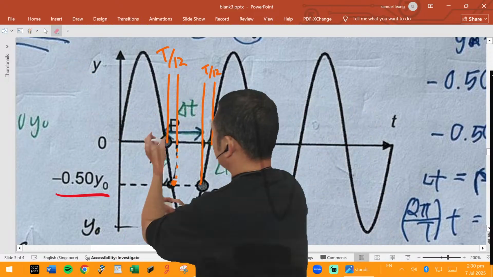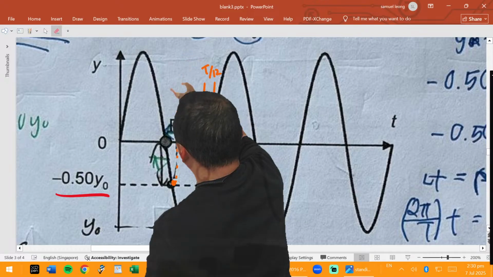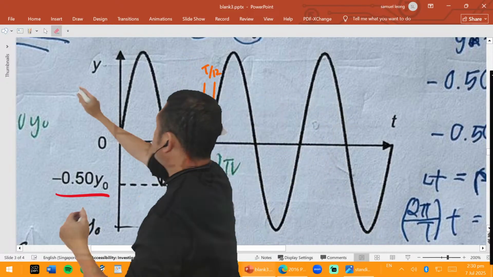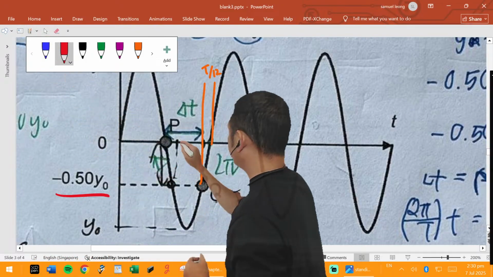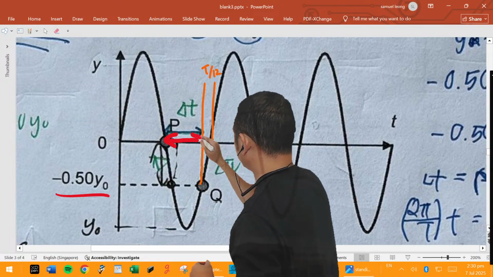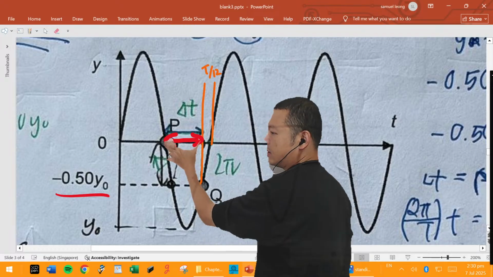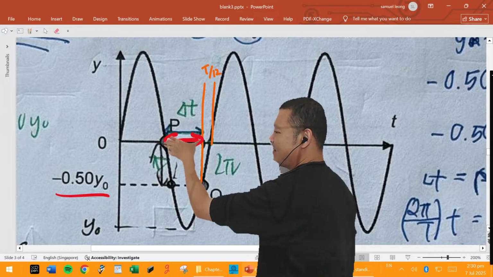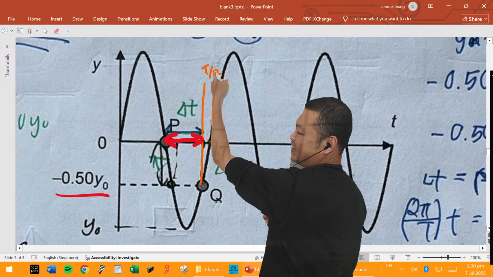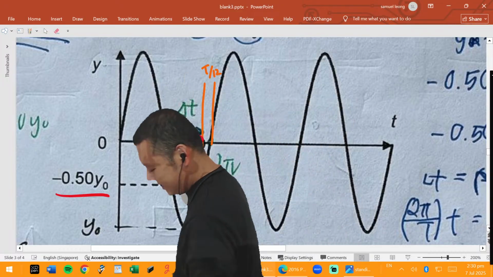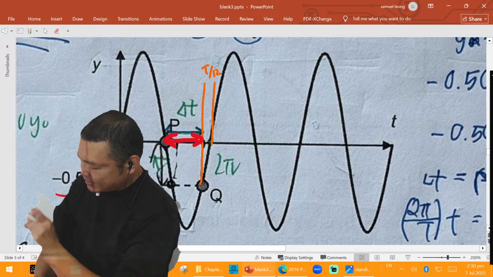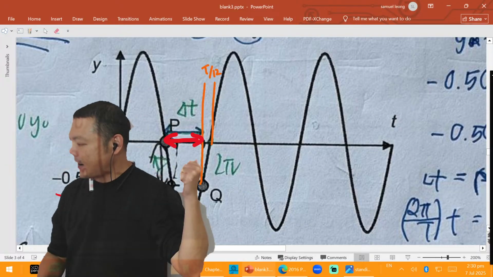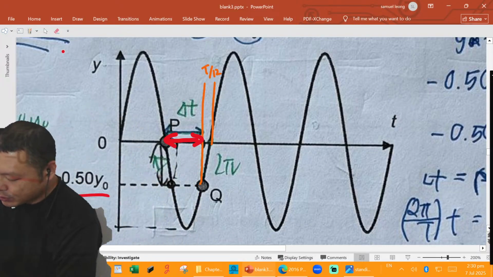So if we understand it to be symmetrical, let me get rid of it. At the end of the day, we are trying to find the time from here to here. That's half t minus t over 12. Then that will be the time difference between P and Q. Then you take that divided by the period, and multiply by 2 pi. That will be your phase difference.